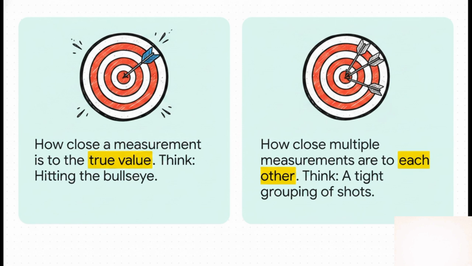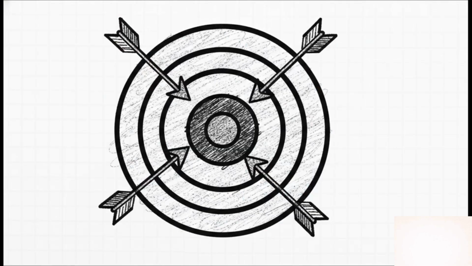Think of it as hitting the bullseye on a target. Precision, on the other hand, is all about being consistent, how close your repeated measurements are to each other. That's like getting a tight grouping of shots. Let's stick with that target analogy.